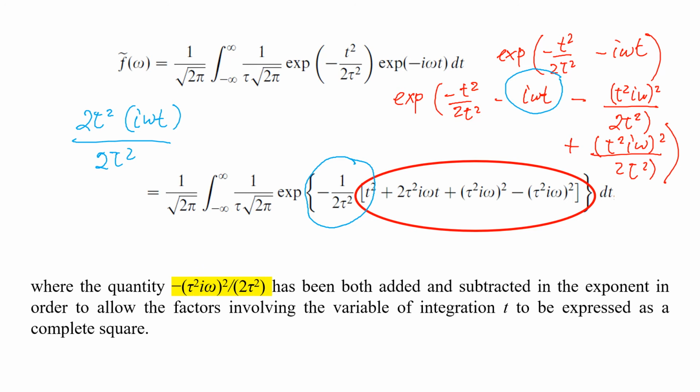Okay, and so we're just left with your t squared plus 2 tau squared I omega t plus your tau squared I omega squared, minus your tau squared I omega squared. So again, what we did here is completing the square, and we take out negative 1 over 2 tau squared out of the exponential expression.